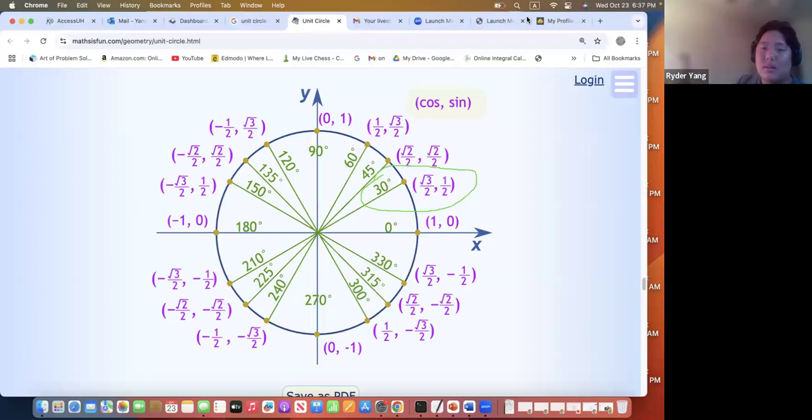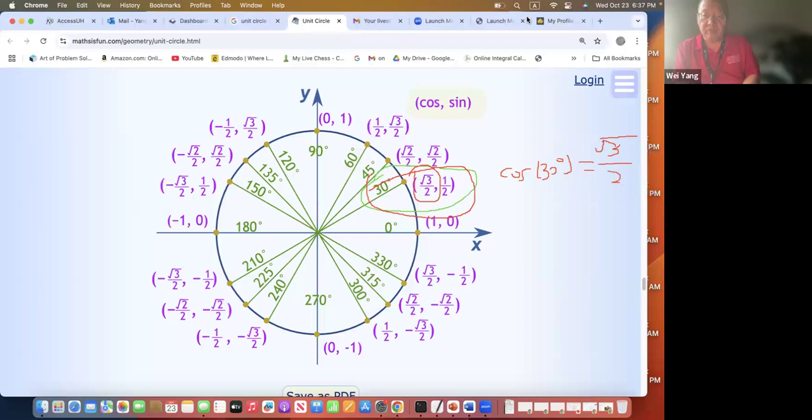So I look at 30 degrees. I see that the x coordinate is root 3 over 2, and I know that cosine relates with the x coordinate, so I know that cosine of 30 degrees is root 3 over 2. Okay. So how you got this? You think that's root 3 over 2? That's the x coordinate. So how can you calculate cosine? Cosine equals what over what?